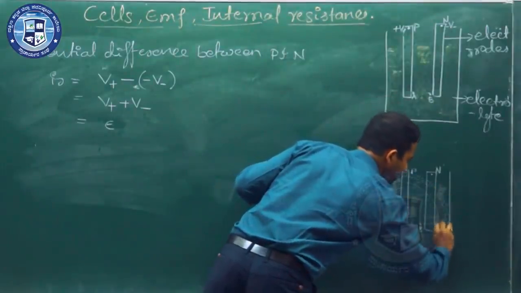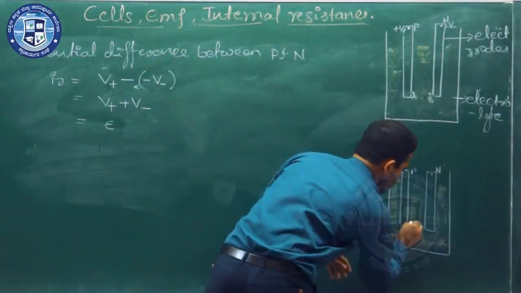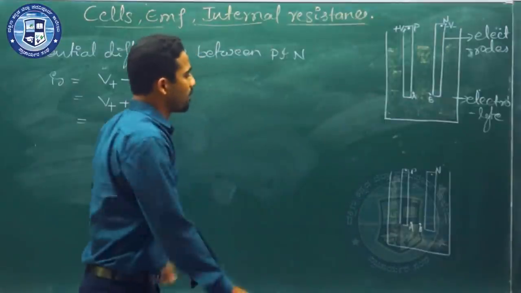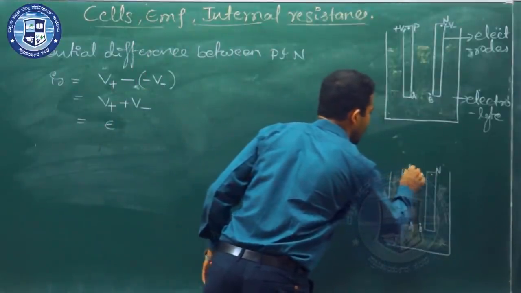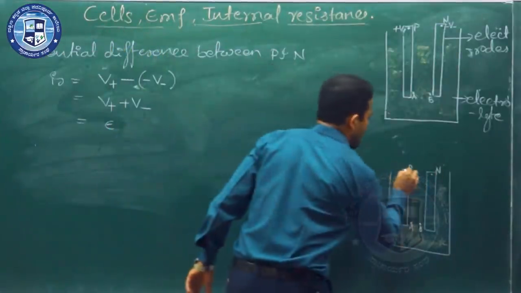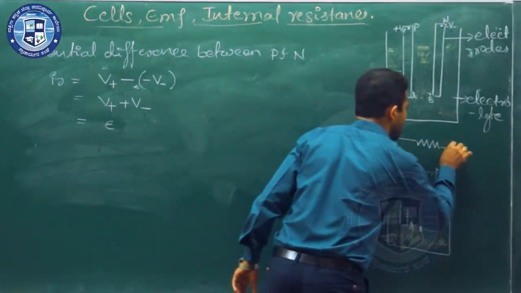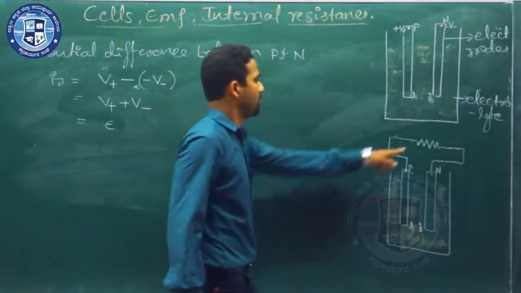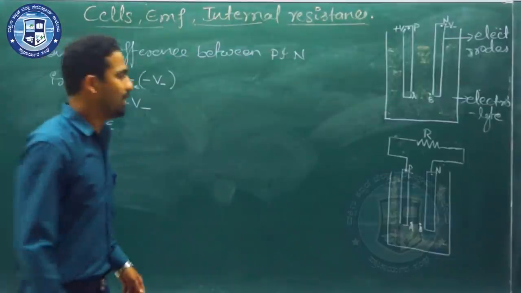Solution here. There is a point here, A and B. So this has to be connected to an external circuit. We have connected one resistor here. This is a resistor of resistance R, whose resistance value is R.